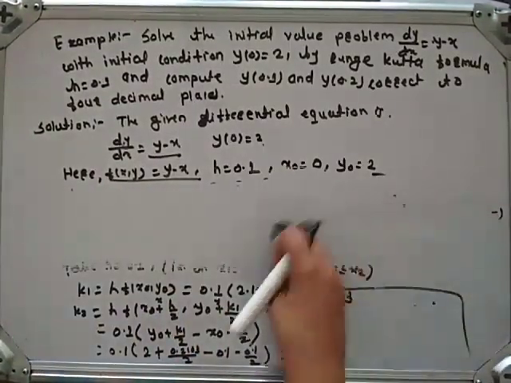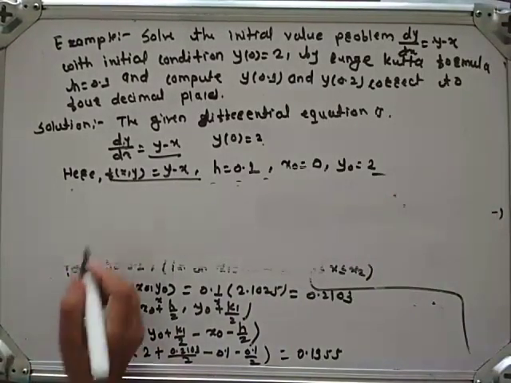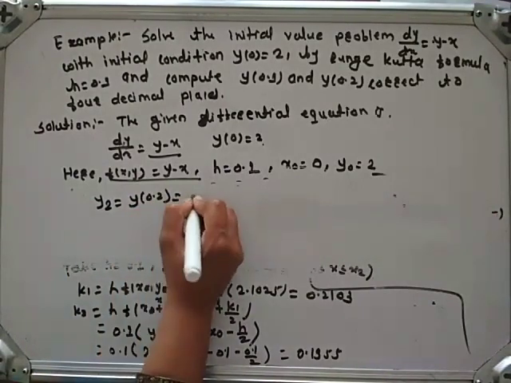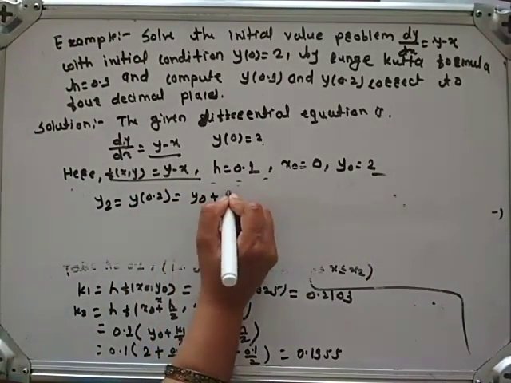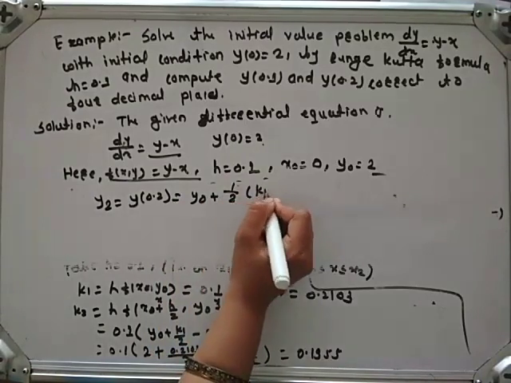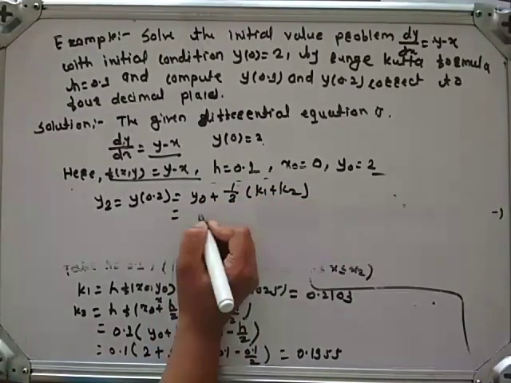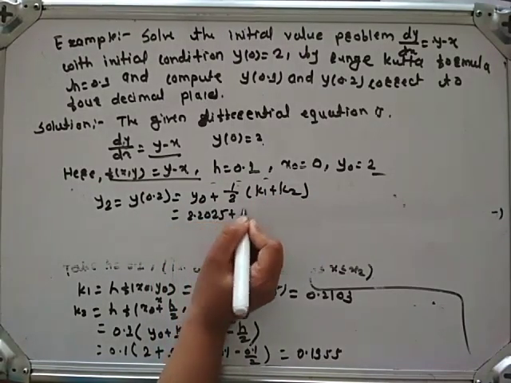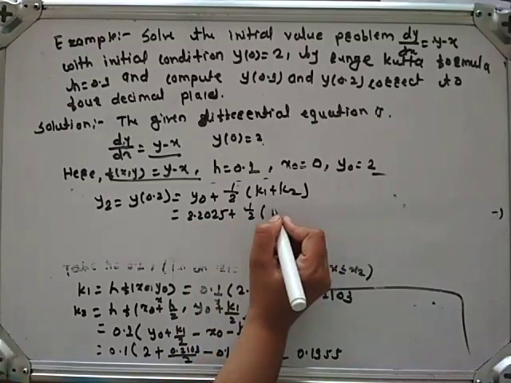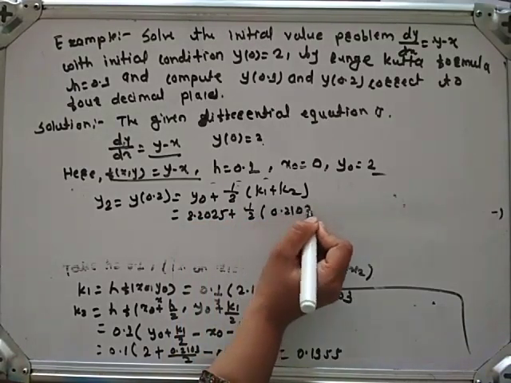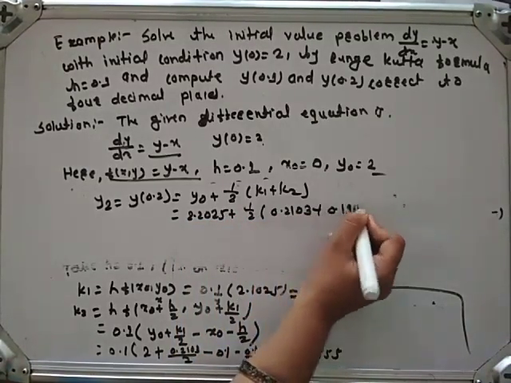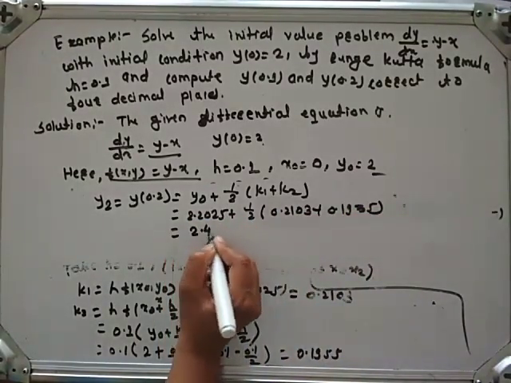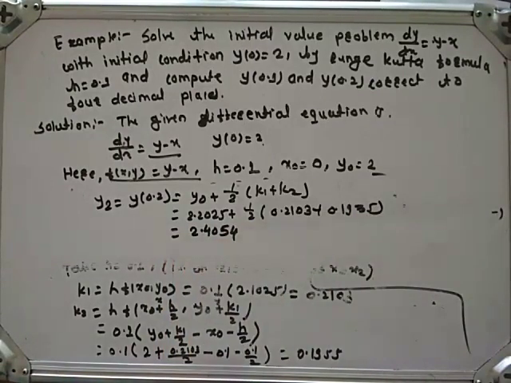Now just put all these values of k1 and k2 in the formula. Y2 means y of 0.2, which is y0 plus 1 by 2 into k1 plus k2. What is y0? 2.2025 plus 1 by 2 into k1, which is 0.2103, plus 0.1955. This is equal to 2.4054.